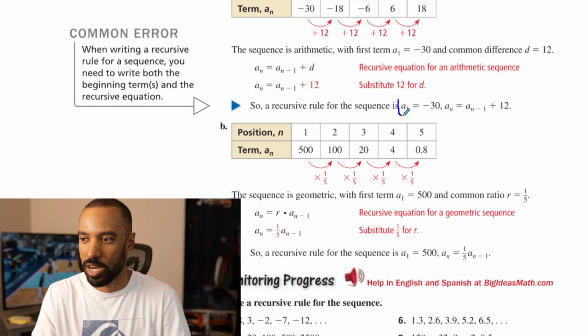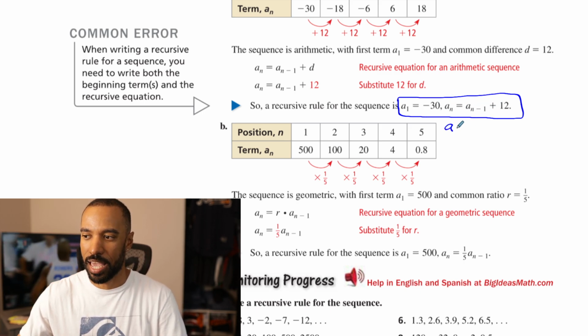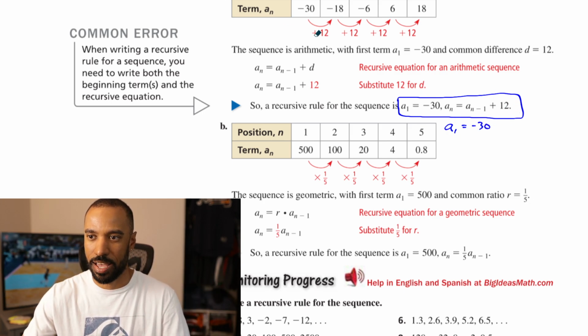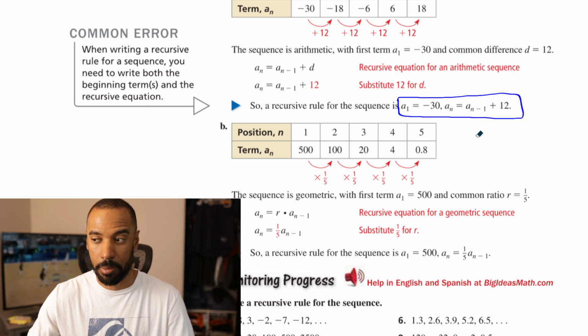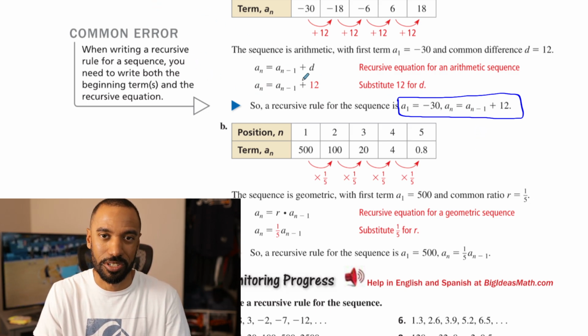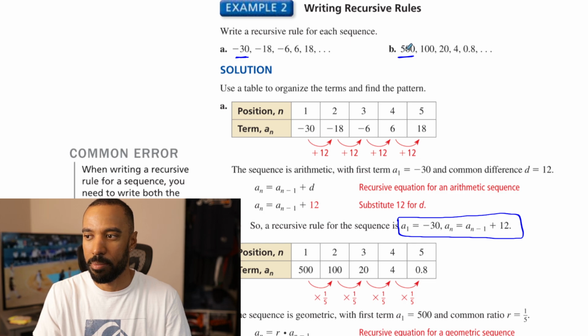So they state as an answer, first term is negative 30, and then to get the next term, you add 12. Sometimes I'll write it at the end. I'll say, oh, and by the way, the first term is negative 30. Apologies if I do it after the fact. I do that by habit. And although I'm consciously aware of the fact that I'll be doing it here, I'm probably going to still do that. We'll see.